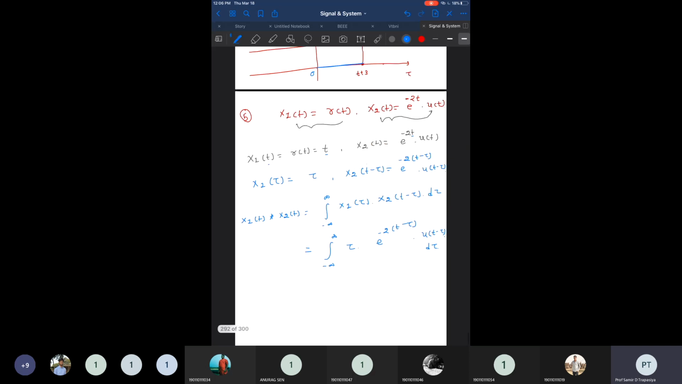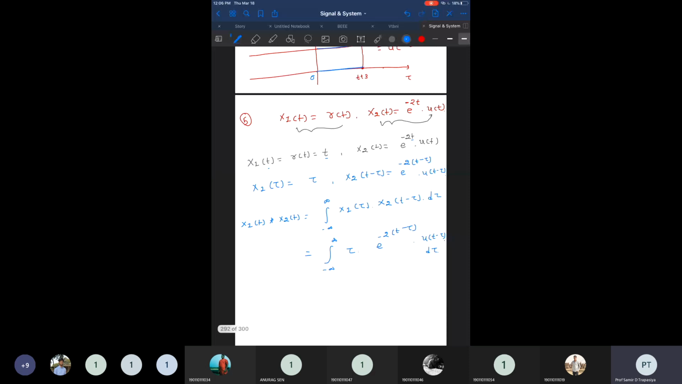So can anybody let me know what the limits of this integration are? What are the limits of the signals? For the first one, this is our x1 of tau, and the second signal is x2 of t minus tau. Can anybody let me know what limits I can change from minus infinity to infinity? So tau goes from 0 to t, right? Because u of t minus tau exists from 0 to t, so the limits are changed to 0 to t.